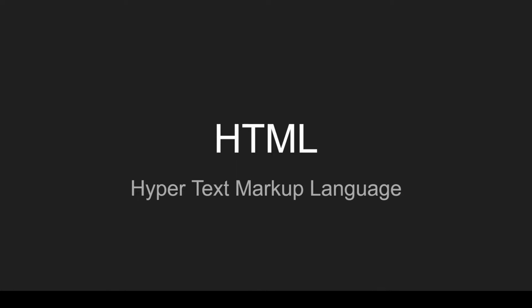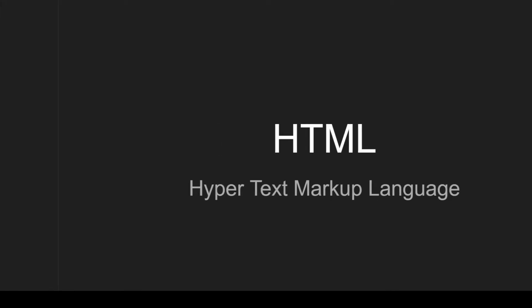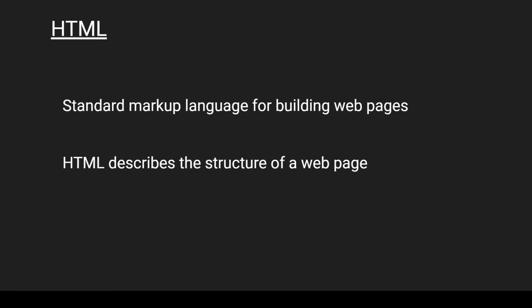What do we use HTML for? HTML is used to describe the structure of a web page. So HTML basically is a standard markup language that is used for building web pages.